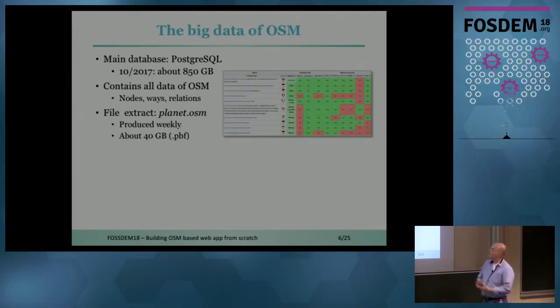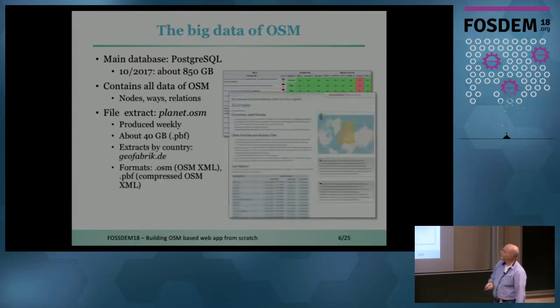There's a huge file, planet.osm. It's produced weekly and is about 40 gigabytes, even if it is compressed in this PBF format. This little table is from the wiki and shows the mirrors where you can get it.